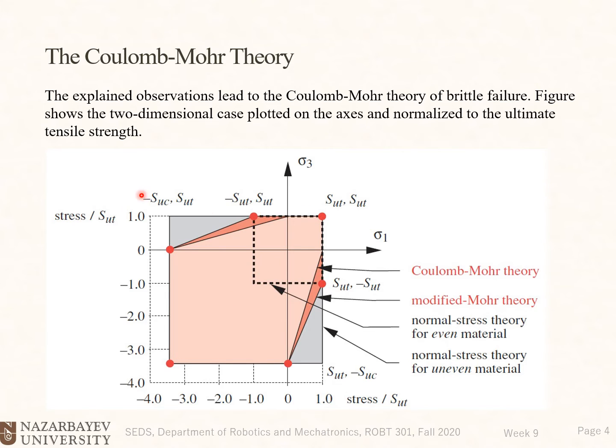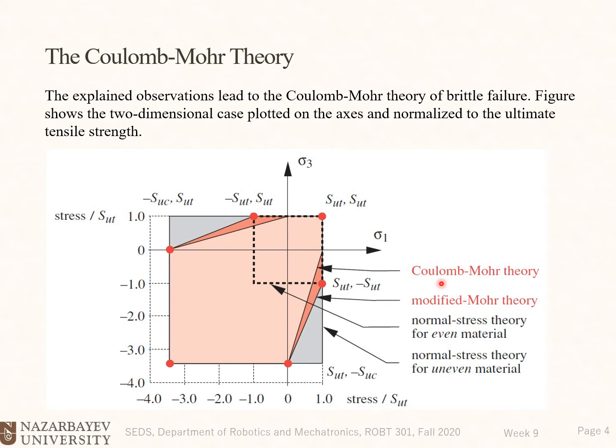So you see that SUC is bigger than SUT, and the maximum stress in the negative region is SUC, and the maximum in the positive region is SUT. Okay, now you have the square, either this one or this one. And now we could have two theories.